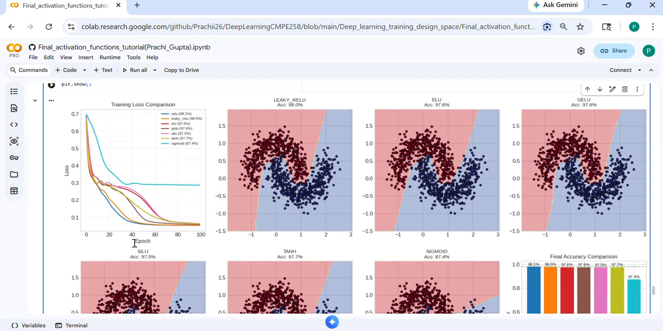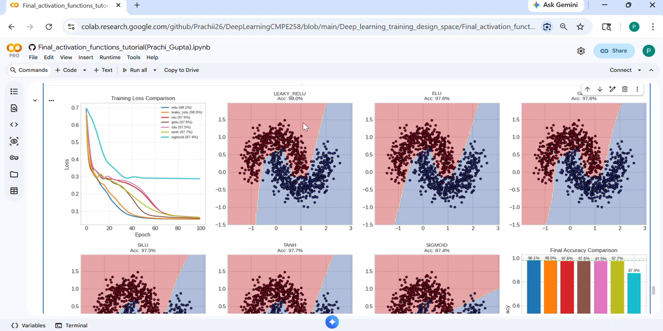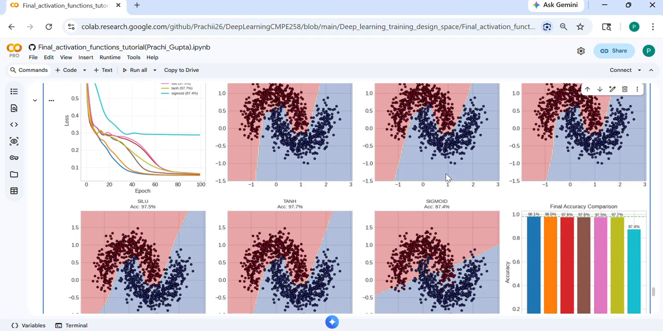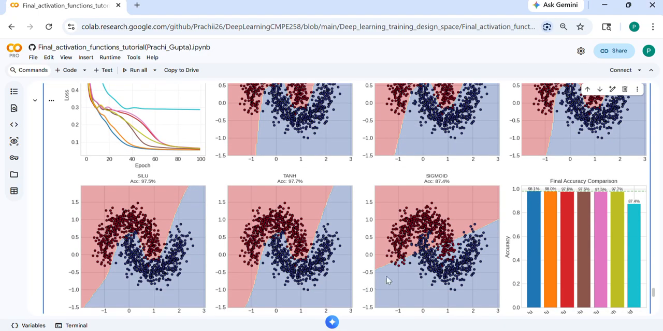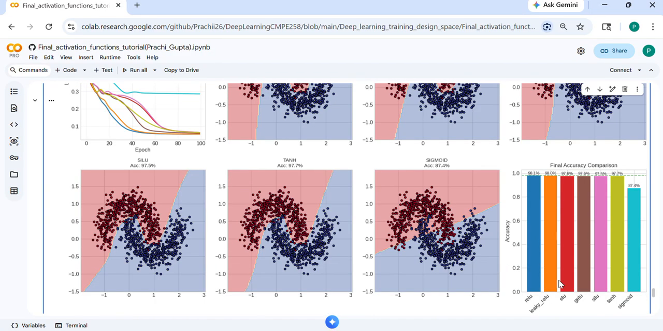So we can see this is the training loss computation. The loss is maximum in the sigmoid, whereas the minimum is in the ReLU. You can see how leaky ReLU is 98% accurate. In ELU we can see some data points are clustering. Sigmoid is a straight line which is not able to cover proper points, and this is the final accuracy plot.